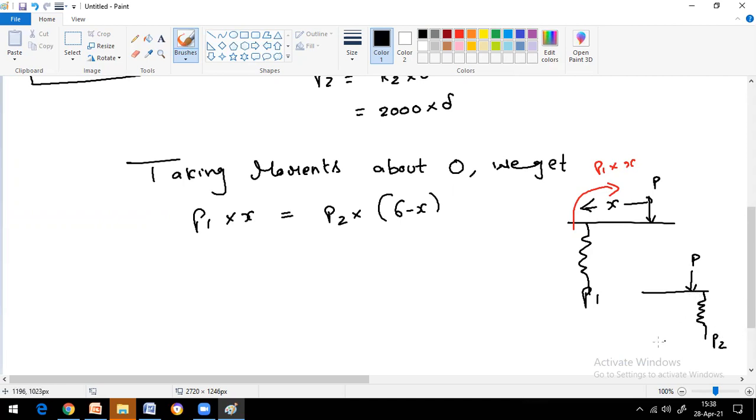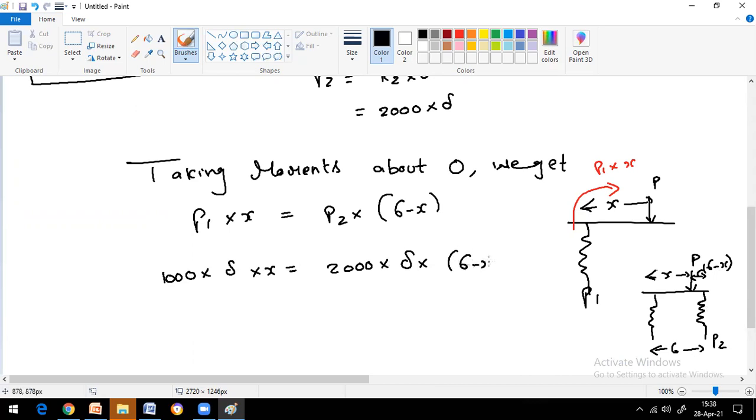Now what does this distance become? As this distance is 6 and this distance is X, what is this distance? 6 minus X. Right? So that's how it is P2 into 6 minus X. Equating these two, with P1 as 1000 into delta into X is equal to 2000 into delta into 6 minus X. From this, calculate X. X is equal to 4 meters.